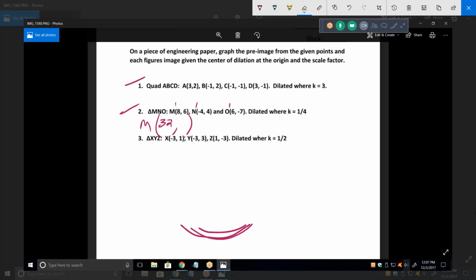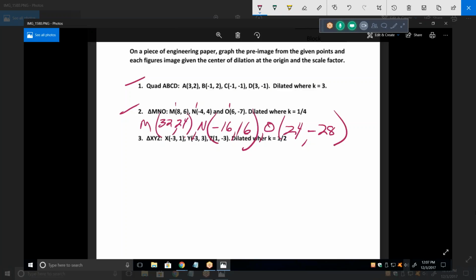What's the 6 become? 24. Okay. And N. Negative 4 times 4 is negative 16. Okay. Keep going. 16. And O. 24. Negative 28. Yeah.